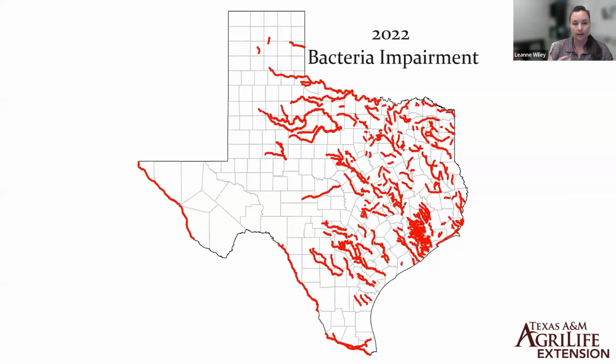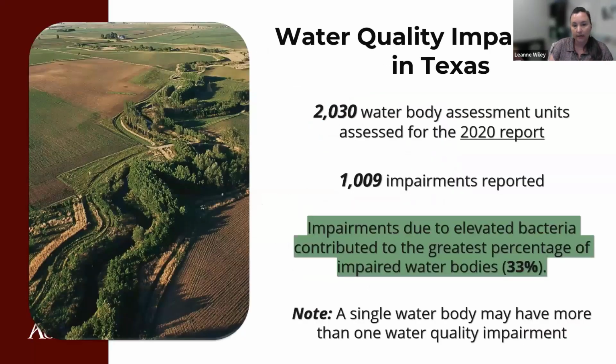So just a little graphic of what the bacteria problem actually looks like. This is from the 2022 report from TCEQ, where the waterways that were labeled as impaired for bacteria all are across the state. You can see there are some heavy concentrations more on the eastern, central eastern, and Gulf Coast areas. In that 2020 report, of the 2,000 bodies that were assessed, half of them were labeled impaired, and of the ones labeled impaired, about 33% were impaired because of the bacteria. So it's a pretty significant issue.